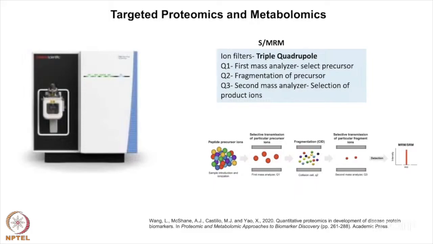There are two different workflows. One is known as multiple reaction monitoring, which you can use primarily with the triple quadrupole instrument. And you can also do PRM, parallel reaction monitoring, which you can do with the Orbitrap technology.